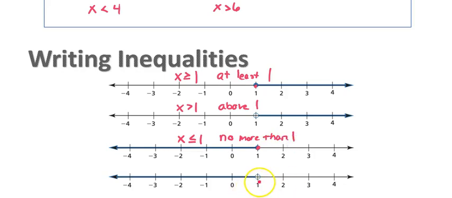And the last one we're going to look at here, open circle compared to 1. So x is going towards the left, less than 1. And we can say then, I don't know, let's say it's below 1.